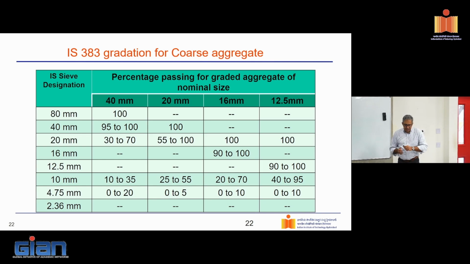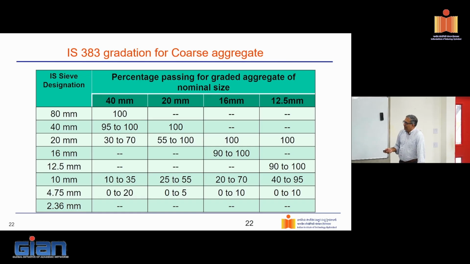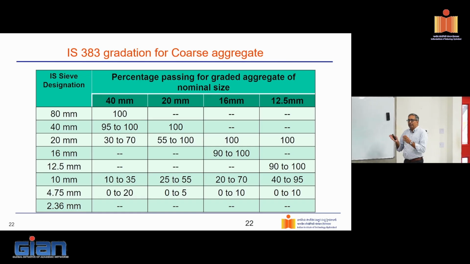IS 383 gives us similar bounds. Depending on the largest size we start with, we get these bounds, and we say that, well, if it fits between those bounds, then we have well graded coarse aggregate, right? Again, just to reiterate, what do I expect from well graded aggregate? I expect them to pack well, right?